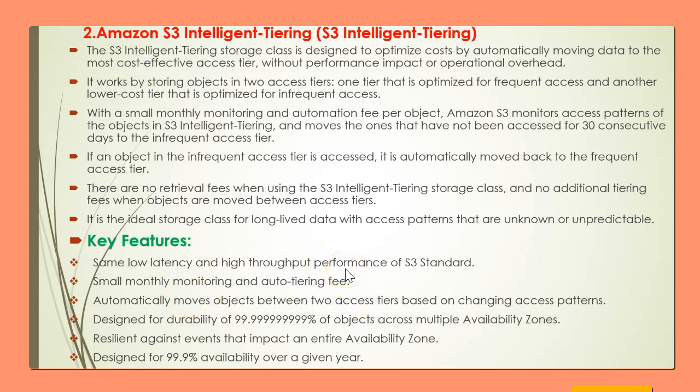It is designed for 11 nines of durability, exactly the same as S3 Standard, and stores objects across multiple availability zones. It's also resilient against events that impact an entire availability zone. It's designed, like S3 Standard, for 99.9% availability. Here you have 99.9% availability over a given year.